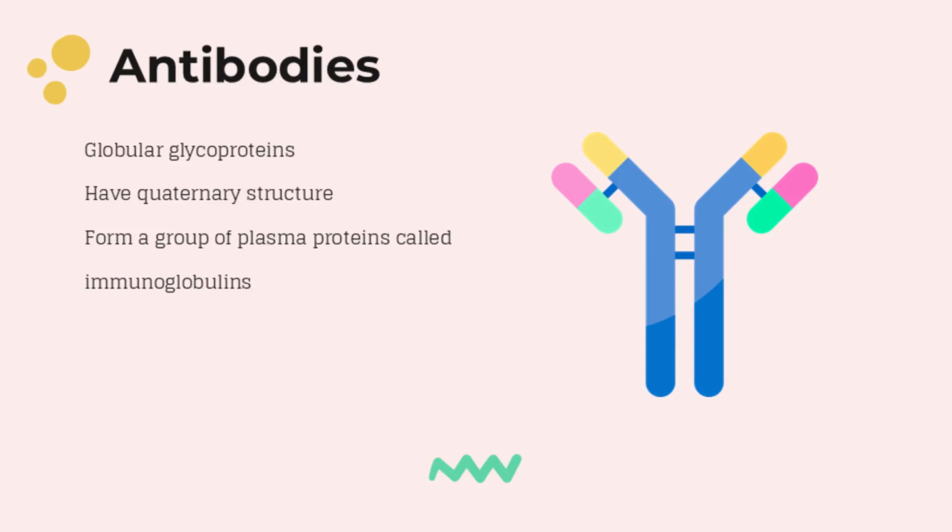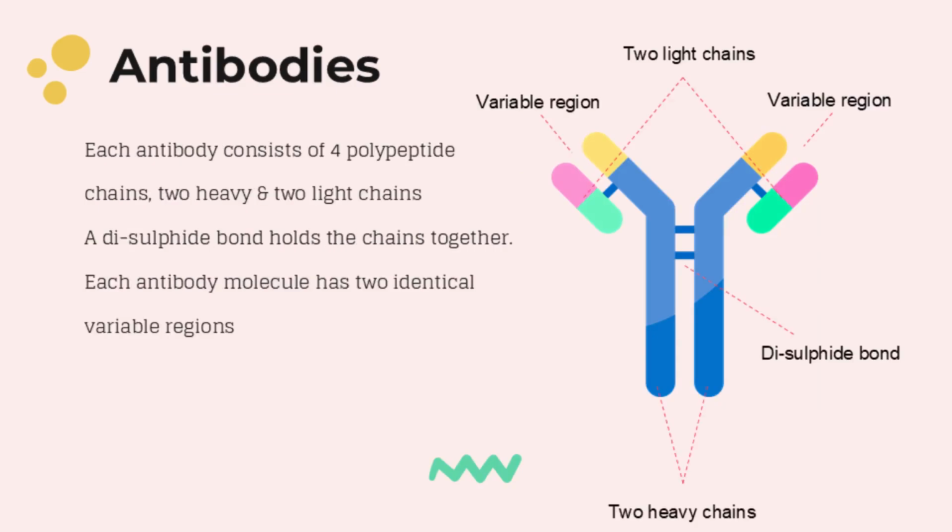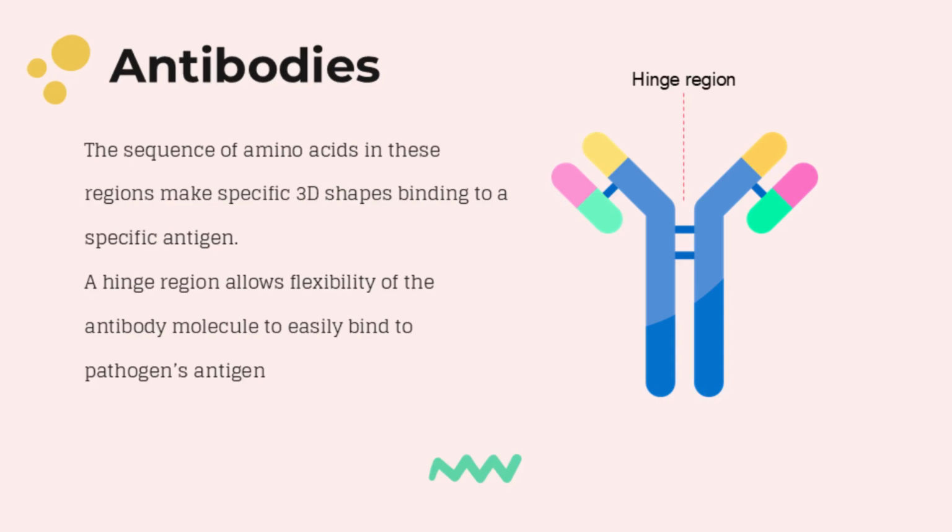Antibodies are globular glycoproteins with a quaternary structure, forming a group of plasma proteins called immunoglobulins. Each antibody consists of 4 polypeptide chains, 2 heavy and 2 light chains. A disulfide bond holds the chains together. Each antibody has 2 identical variable regions. The sequence of amino acids in these regions makes specific 3D shapes binding to a specific antigen. A hinge region allows the flexibility of an antibody molecule. This allows it to easily bind to a pathogen's antigen.